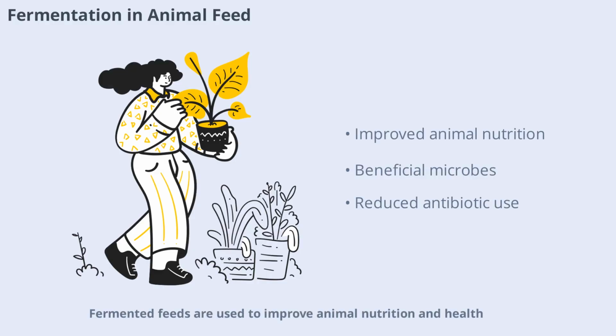Fermented feeds are used to improve animal nutrition and health. The fermentation process increases the digestibility of feed and introduces beneficial microbes. This leads to healthier livestock and can reduce the need for antibiotics in animal farming.